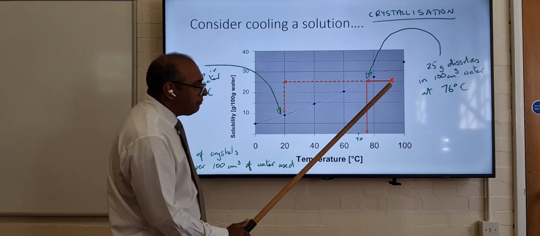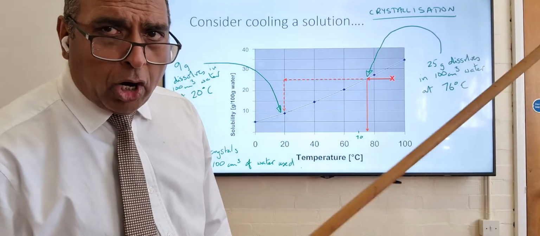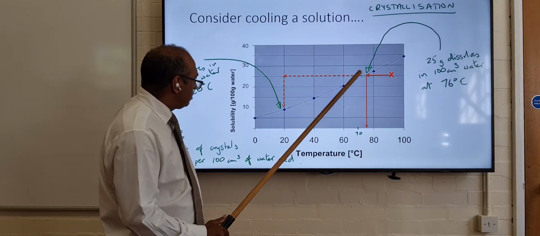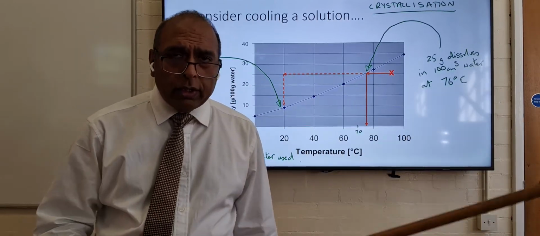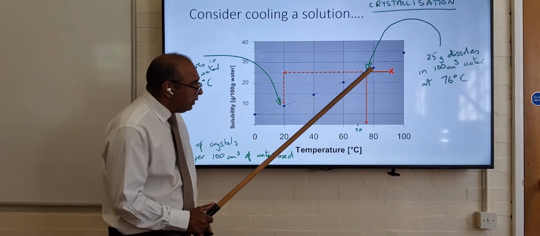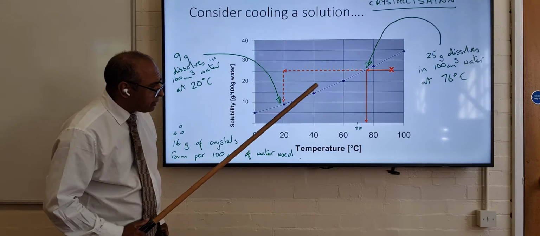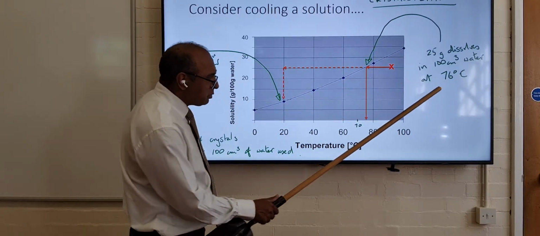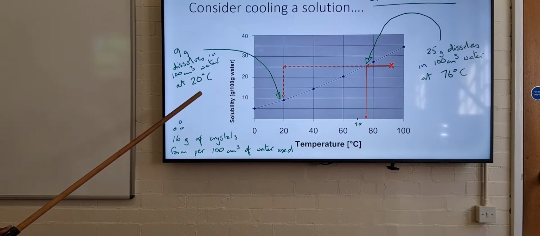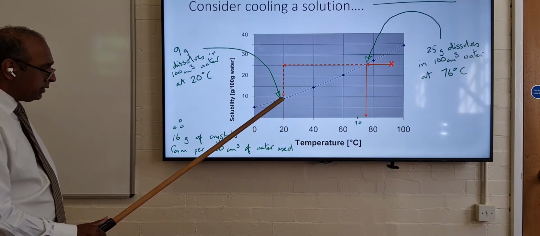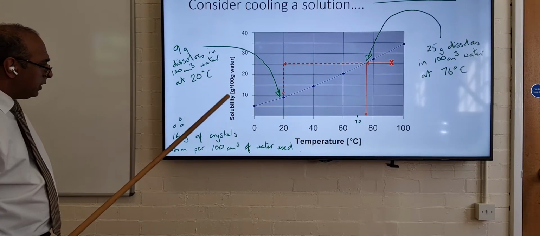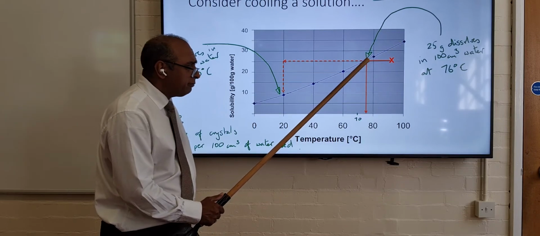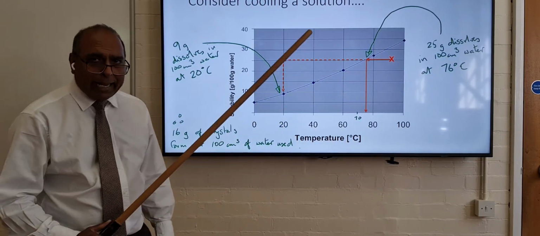Imagine 25 grams is dissolved. So 25 grams of solute is dissolved, and when it comes here, that much will stay dissolved. But then when you cool it down, the solubility gets less. Then the extra solid comes out as crystals. Say we cool something from 76 degrees down to 20 degrees. At 20 degrees, that point is 9 grams, solubility in grams per 100 grams of water. Say that's 9 grams. 25 grams was dissolved. At 20 degrees, only 9 grams can dissolve.